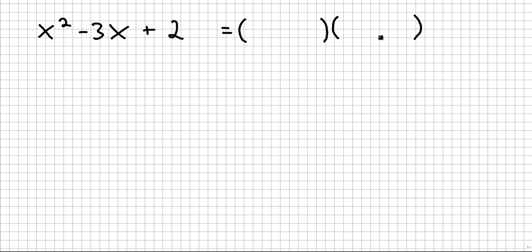Okay, so let's see if we can factorize this and find some factors. There are many different ways to do it, but this is one way. I'm gonna write x and then try to find factors for the number 2, which is 1 and 2. X times x will be x squared. X times 2 will be 2x. X times 1 will be x.